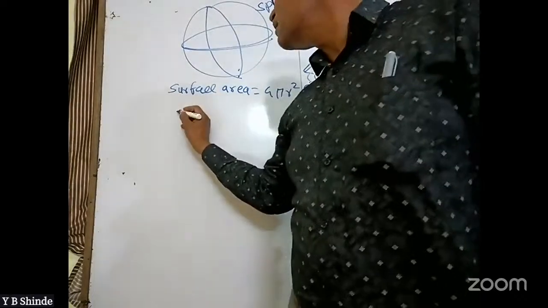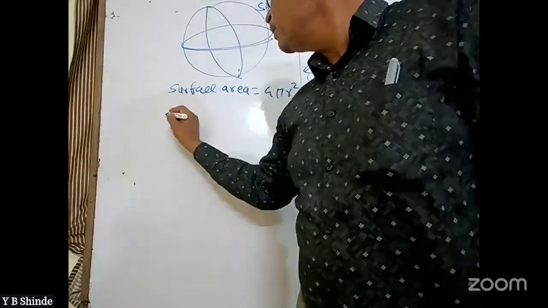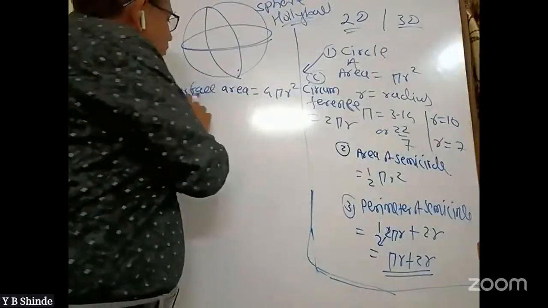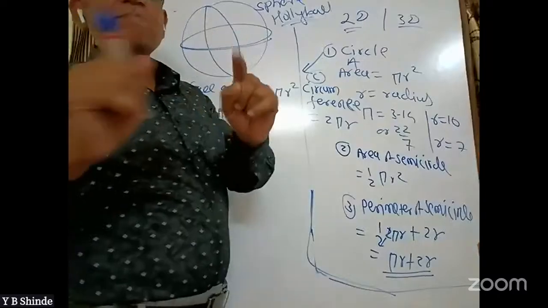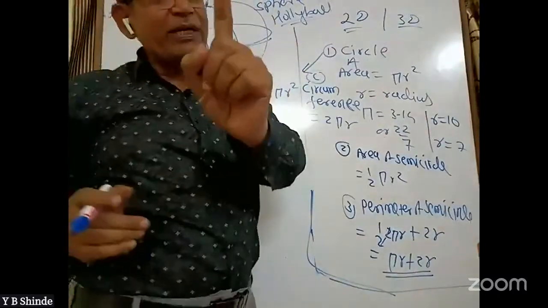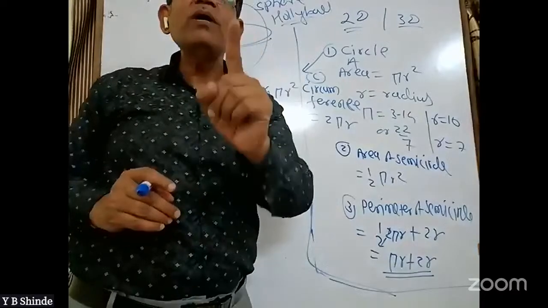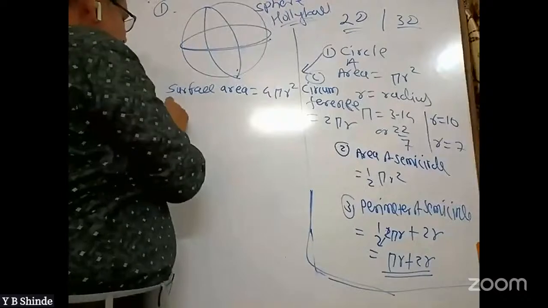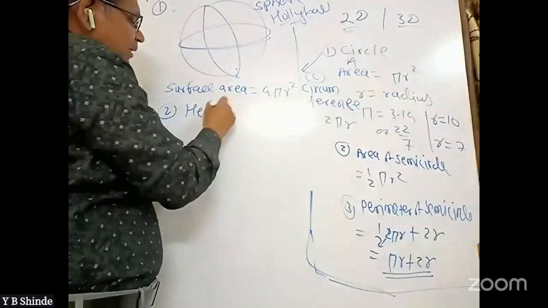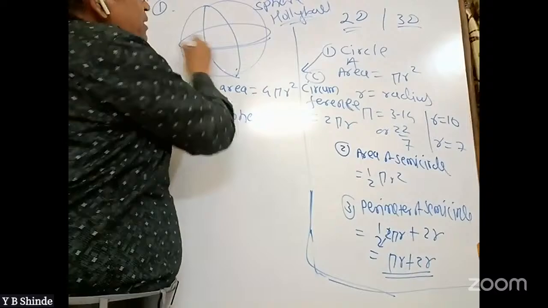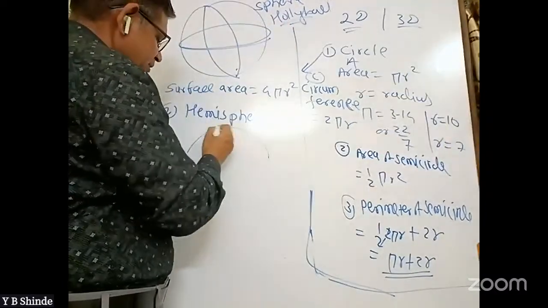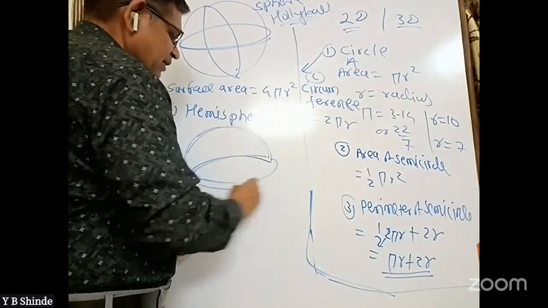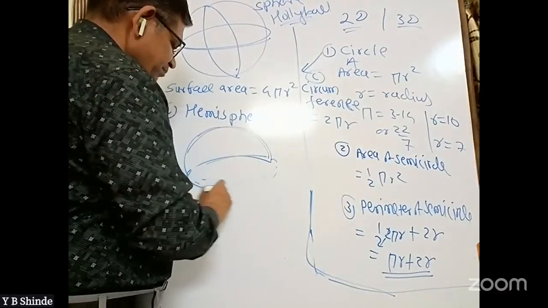Now, what is the hemisphere? This is a sphere. What about the hemisphere? Half part of the sphere is called the hemisphere. Now, surface area. Sphere has only one surface, that is the total surface. Now, consider this is the sphere, 3D first. Second, hemisphere. Imagine half part of sphere. This is the half part of sphere.